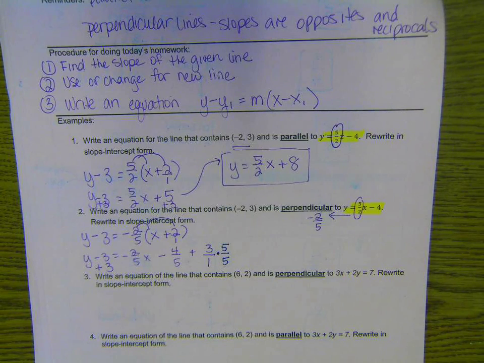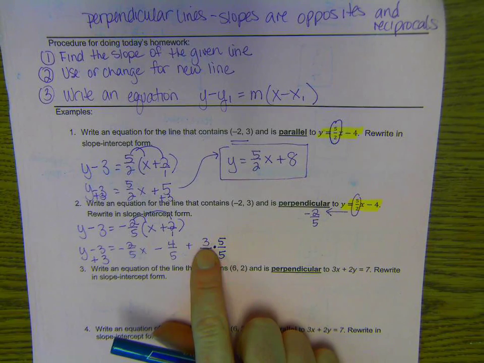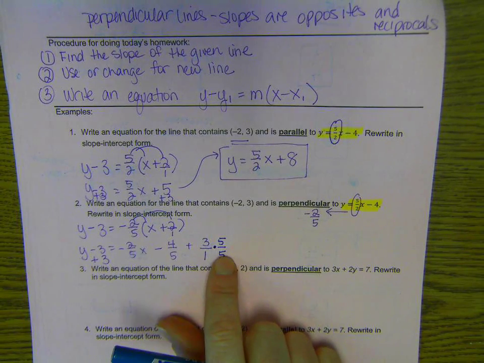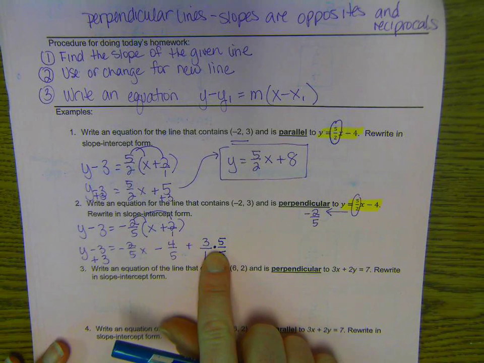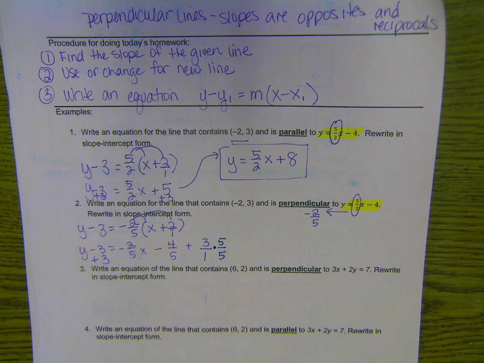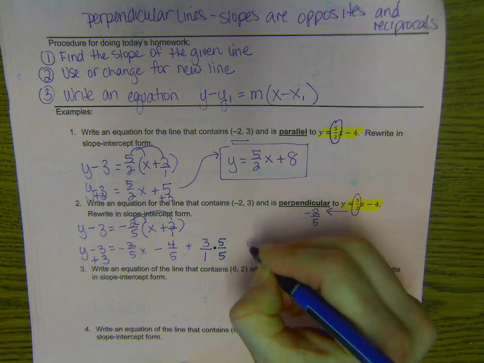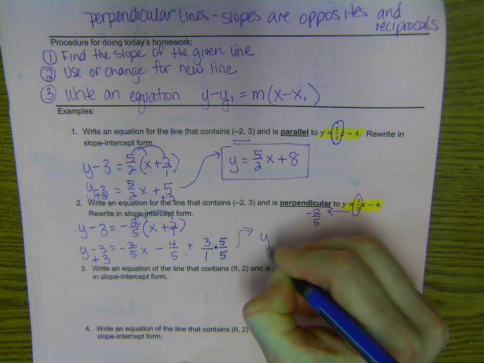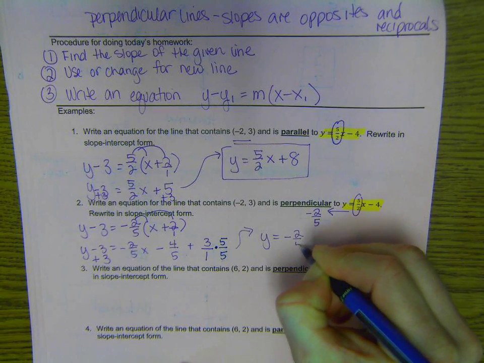So don't I have negative 4/5 plus 15/5? What is negative 4 plus 15? Isn't that 11? Okay. So final answer, y equals negative 2/5 x. When I add these together, that's a 15. I get negative 4 plus 15 is 11/5. So plus 11/5.